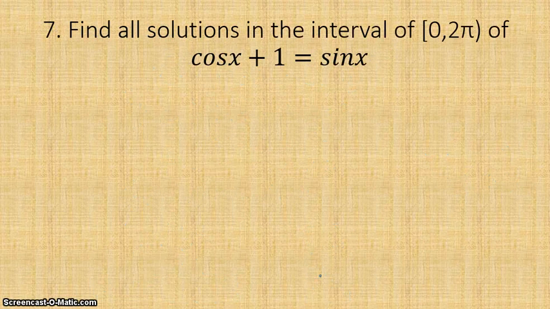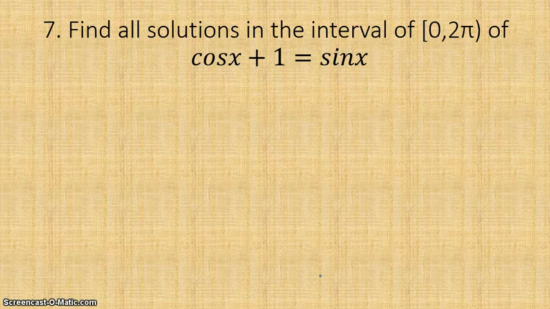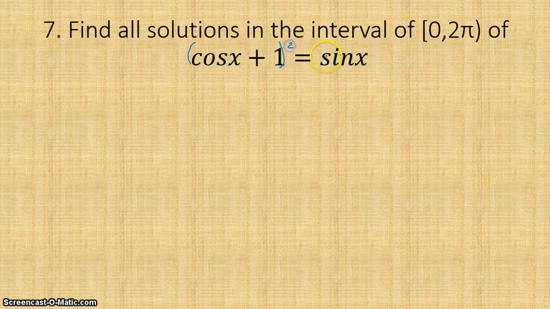Okay, 7, find all solutions in the interval of 0 to 2 pi. So I am just looking for the ones that are between 0 and 2 pi. Again here, I have two different trig functions. None of them are squared. The only way that I can switch between sine and cosine is if one of them is squared. So let's square both sides.